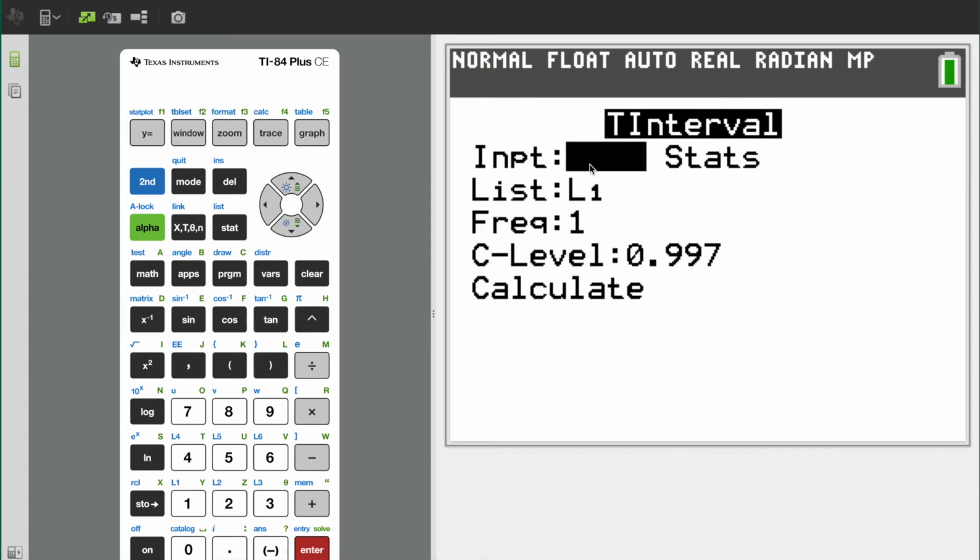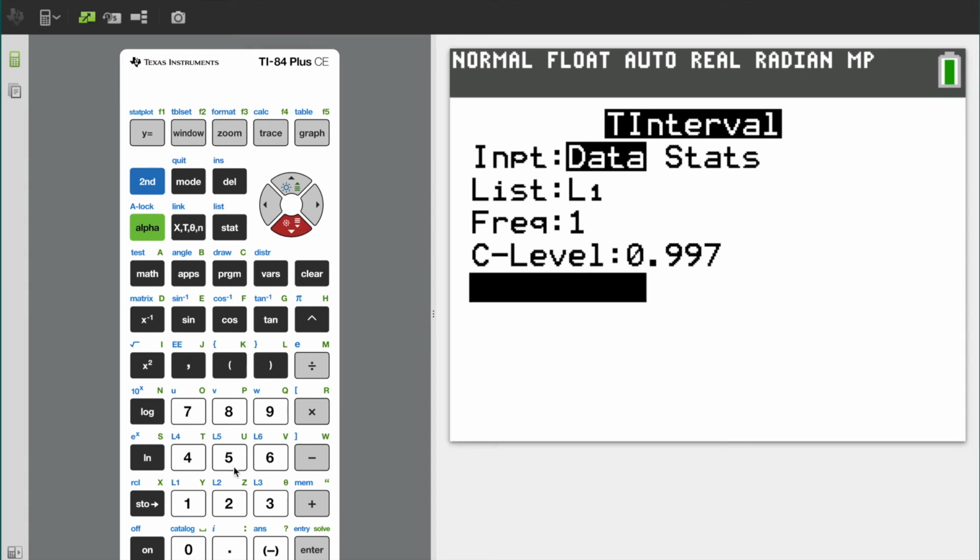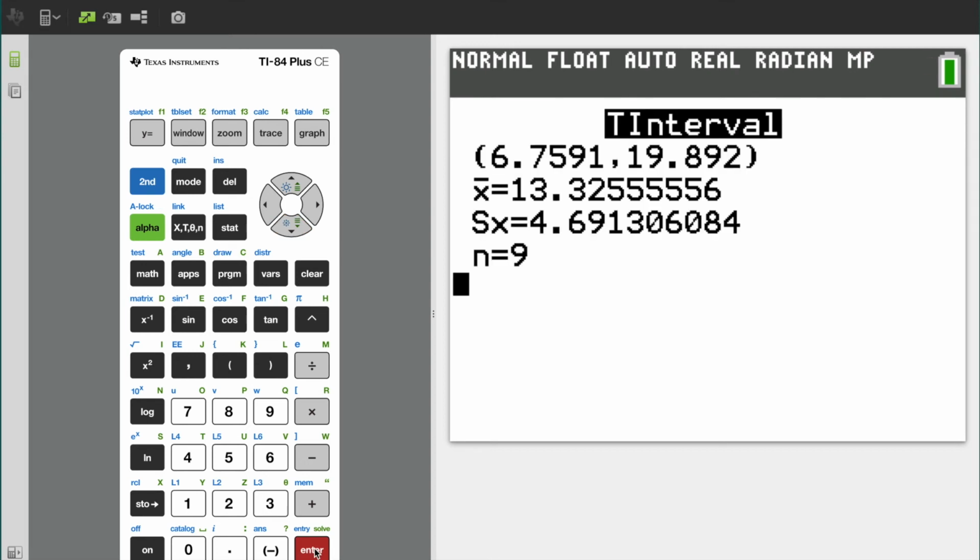Now, you have 2 choices for your input. You either have data or stats. For this problem, we were given a list of data points, so we're going to have data highlighted, and you need to tell it what list you plugged it into. So I had mine in L1. If you see here down L1, L2, L3, L4, L5, L6, we have been working with those before. They're the ways that you're going to tell it what list you plugged it into. So I have L1. Frequency, you can leave it at 1. And 0.997 is our confidence level. So all that's going to stay the same. Go down to calculate and hit enter.